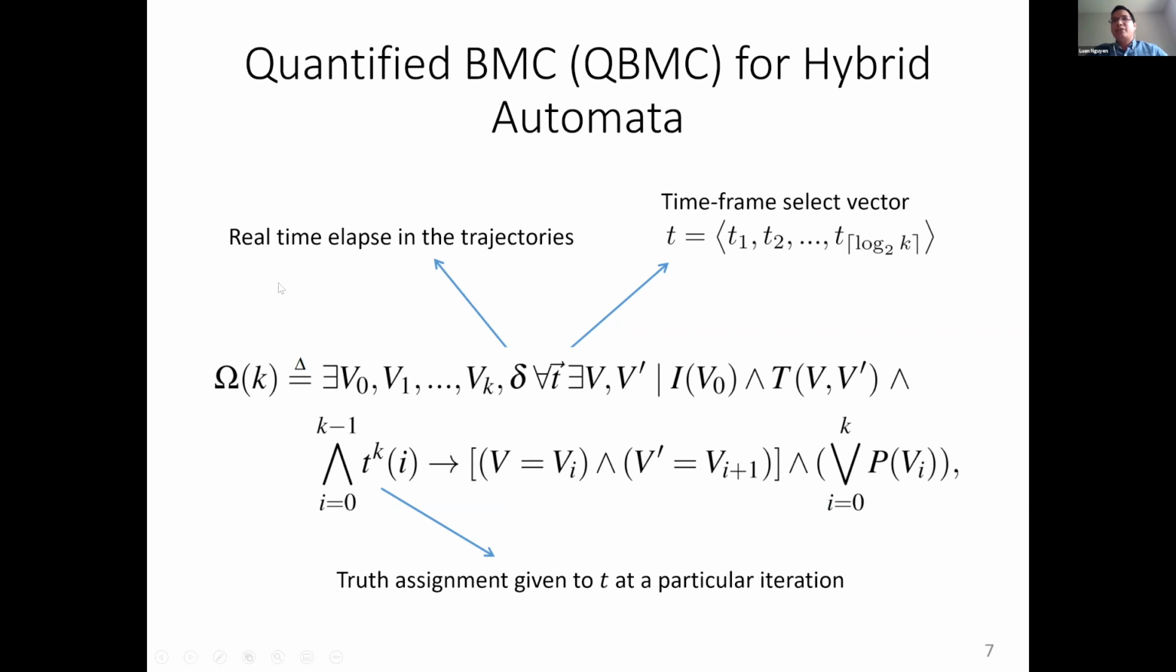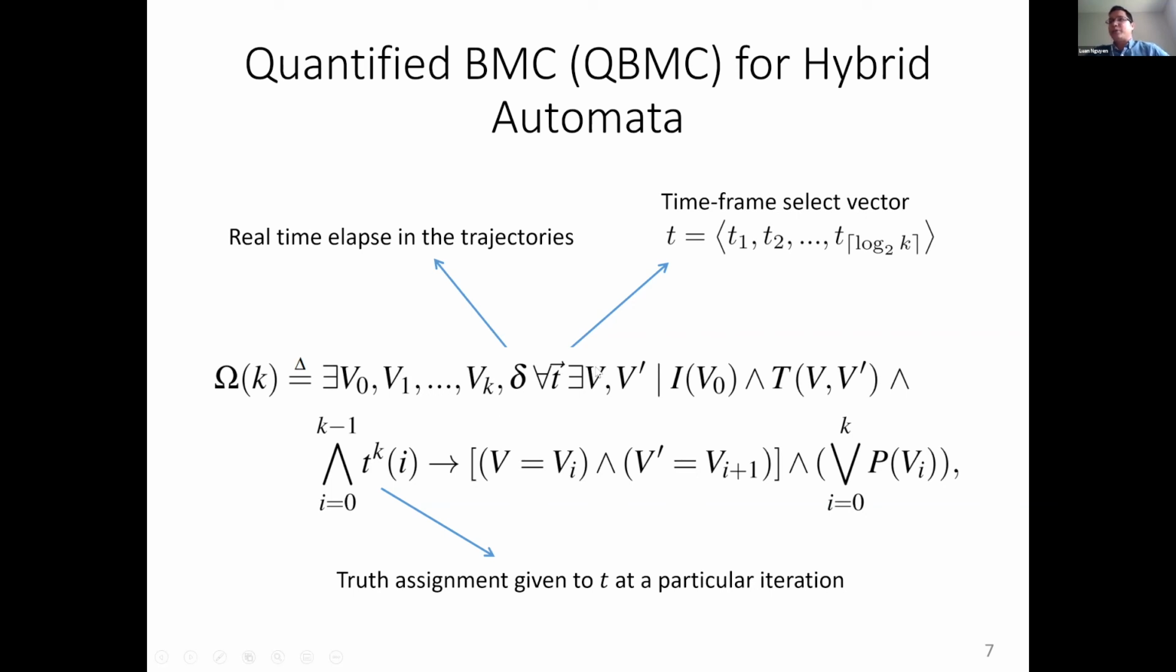The first one is that we need to have the real-time elapse in the trajectory, because we deal with the hybrid system where in a particular mode we have the continuous evolution of state variables. We also have the time frame selector vector, which associates what the current state of the system is and what the next state is, with the two assignments given to the time frame selector vector at some particular iteration of the periodic model checking. So this shows the very general quantified BMC encoding.